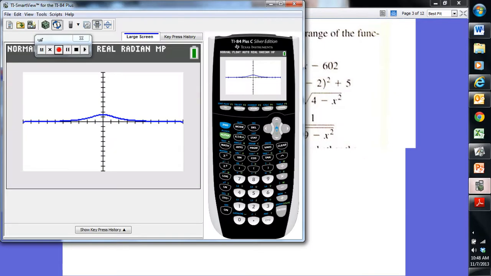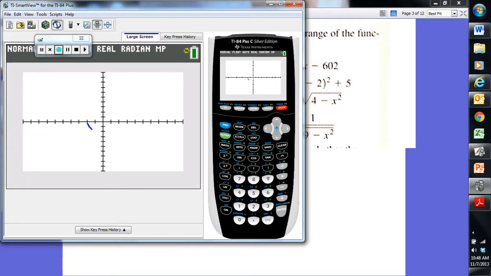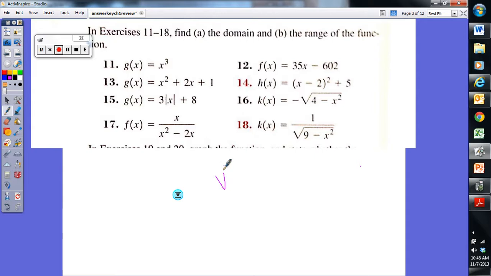So when I look at negative square root of 4 minus x squared, this is what I'm looking at. So I can tell from the graph the domain goes from negative 2 to 2. If I wanted to do that algebraically, I know the number under the radical cannot be negative. So I would say 4 minus x squared must be greater than or equal to 0.